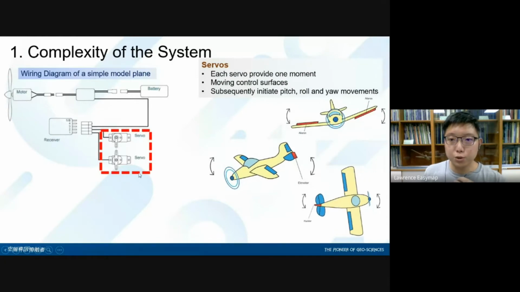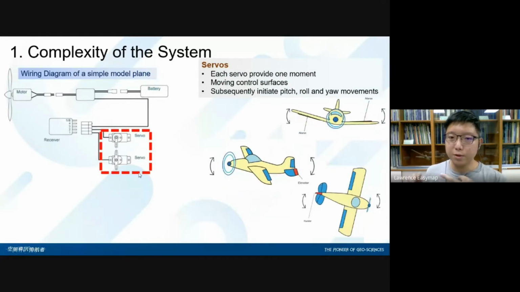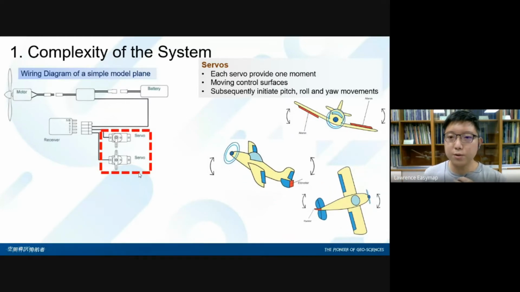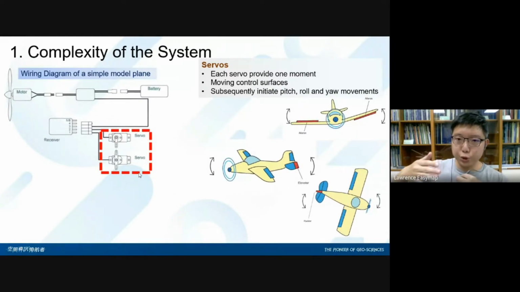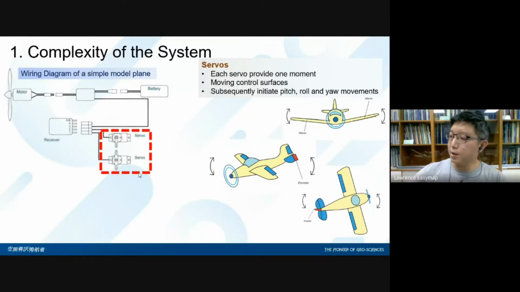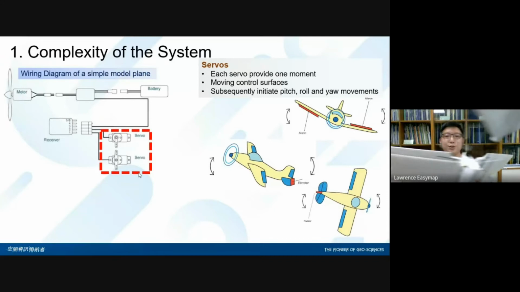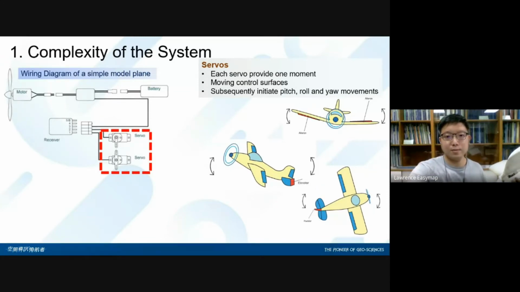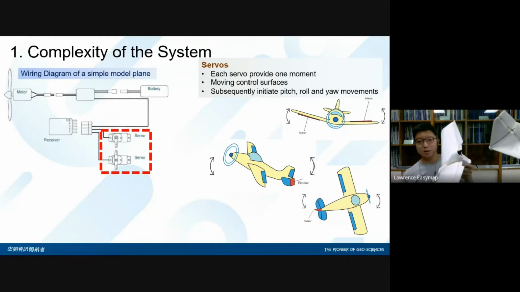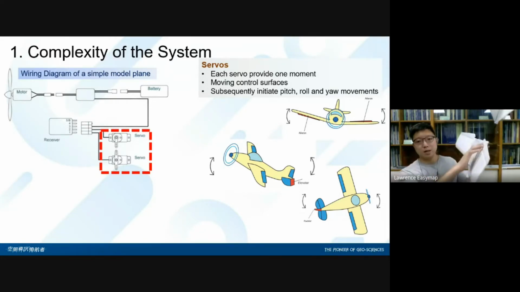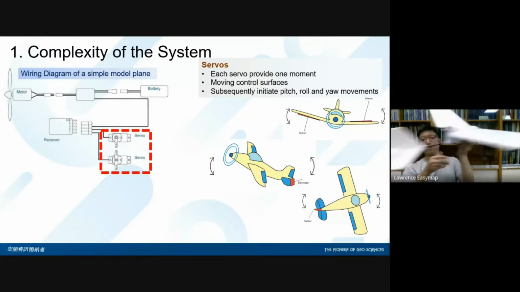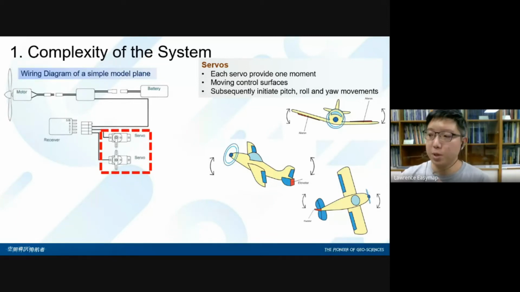Okay, the third part is the servos. Some of you may not have a very clear idea what a servo is. It is simply a device that controls the movement of the movable surfaces. So here I have another model to show you. Okay, this is a model airplane. You can see there are lots of control surfaces to control the movement of the airplane. At the tail, we have the rudder, the elevator, and the aileron. All kinds of movement require a servo to provide the movement of the UAV.